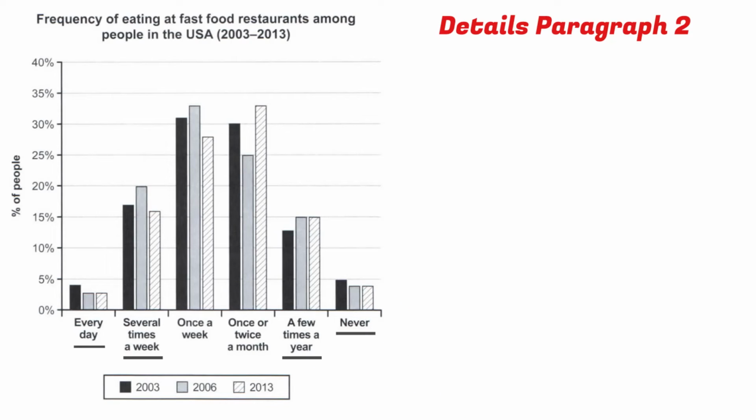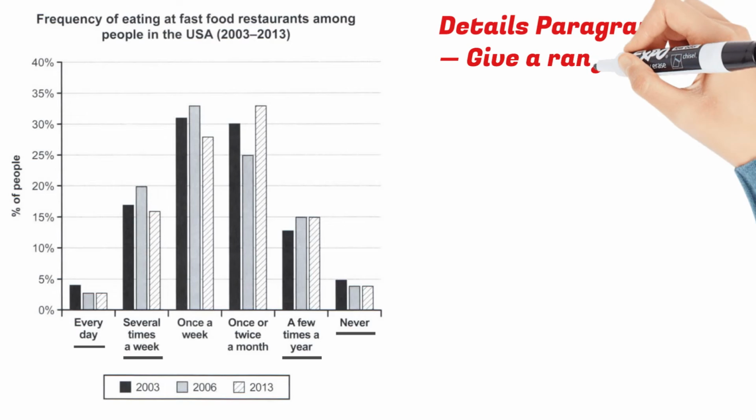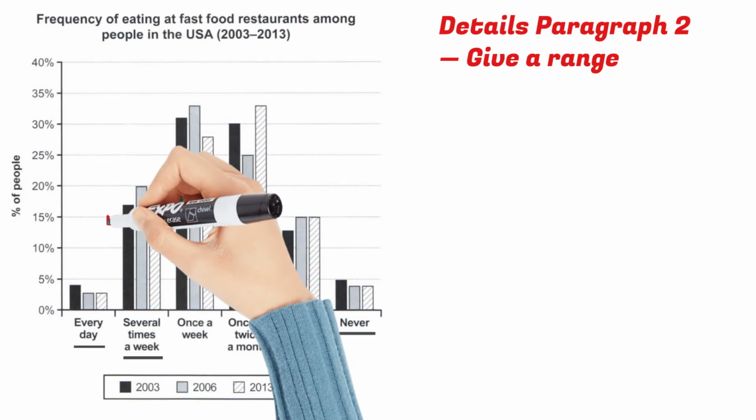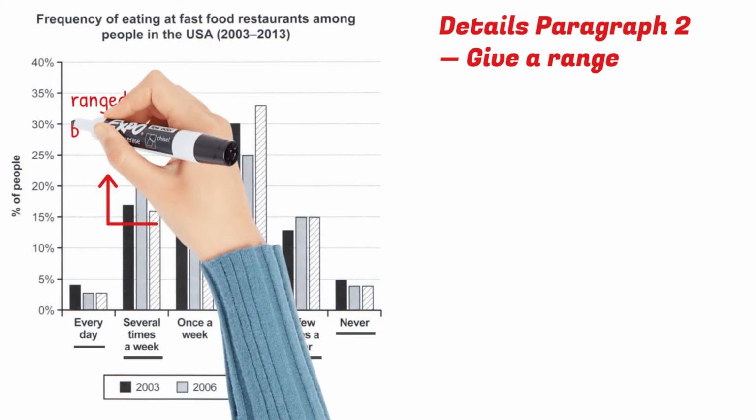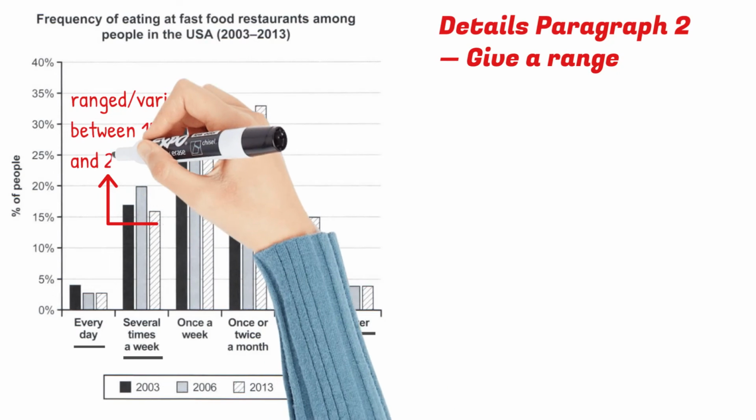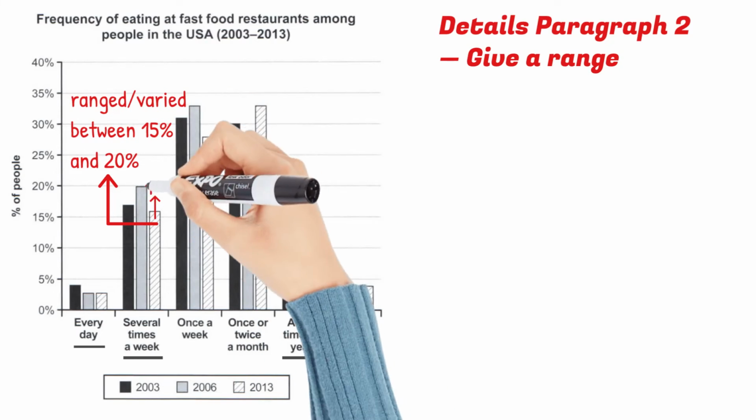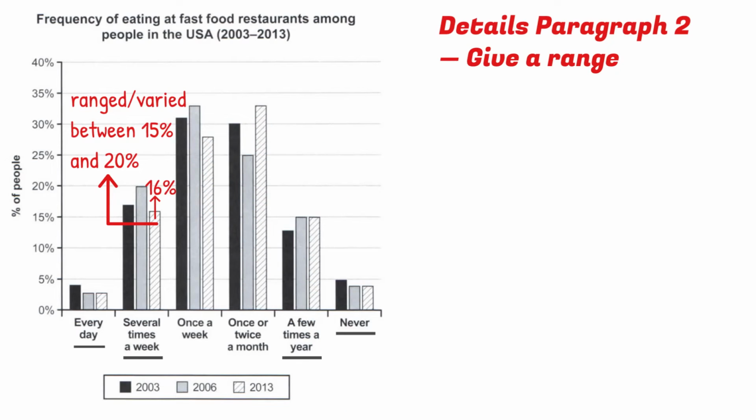These 4 categories are less important, so we shouldn't report every single piece of data in these 4 categories. The key here is to give a range. For example, for this category, we can say that the figure ranged or varied between 15 and 20%. You can say 16 and 20% if you want, but you don't need to be that precise since this is just a range. And be careful that fluctuate is not appropriate here.